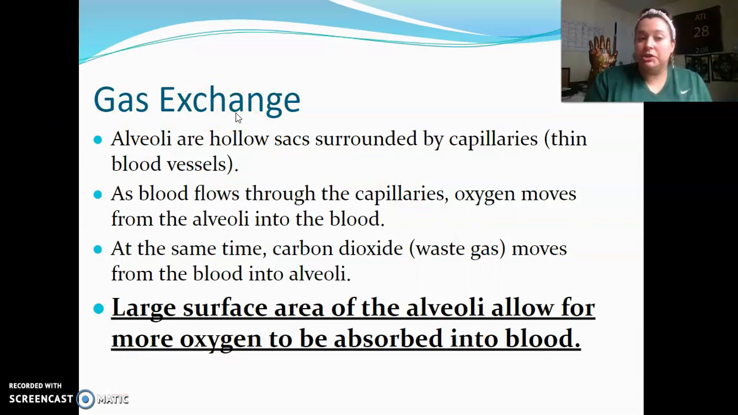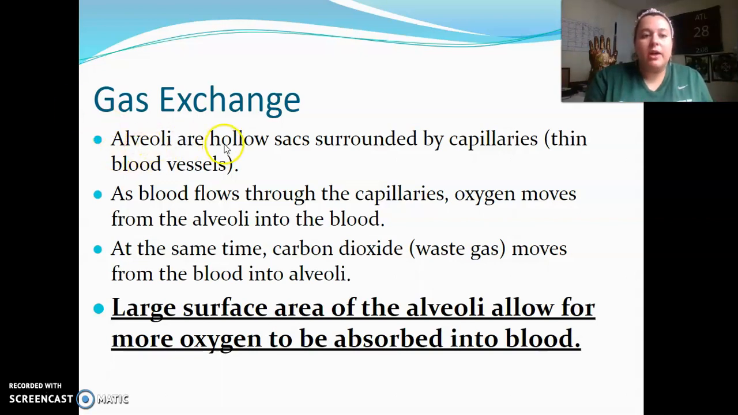All right, so we're going to talk about gas exchange. If you think about the word exchange, it means to trade something. In this case, what we're trading is oxygen for carbon dioxide. So those are the two things that are being exchanged. If we ever have a gift exchange in class, that means you're trading presents, one for the other. So that's what's happening here with gas exchange.